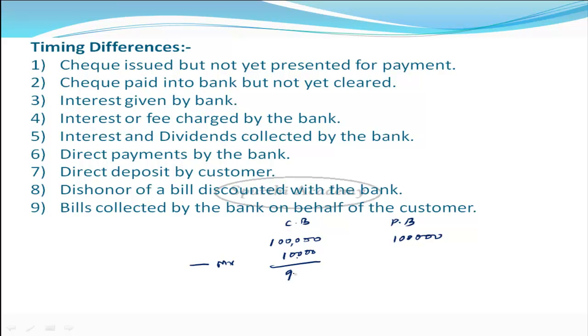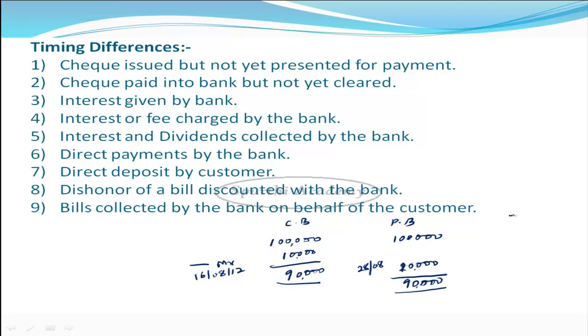Our cash book shows the balance. We issued a check on 16th August 2012. So the balance in the cash book is rupees 90,000. But he presented it for payment on 28th August, rupees 10,000. So then the balance is rupees 90,000. Here there is a time gap between the 16th and the 28th.